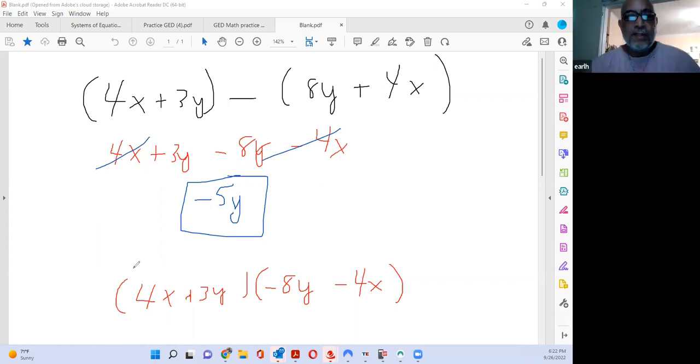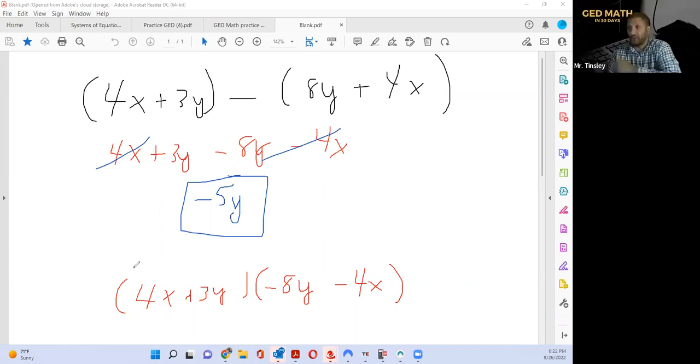Tell me what's the difference? I'm going to show you. Watch this. What's 4x times minus 8y? Negative 32xy. You can already see that those problems are not even close to each other, because your first term is minus 32xy.